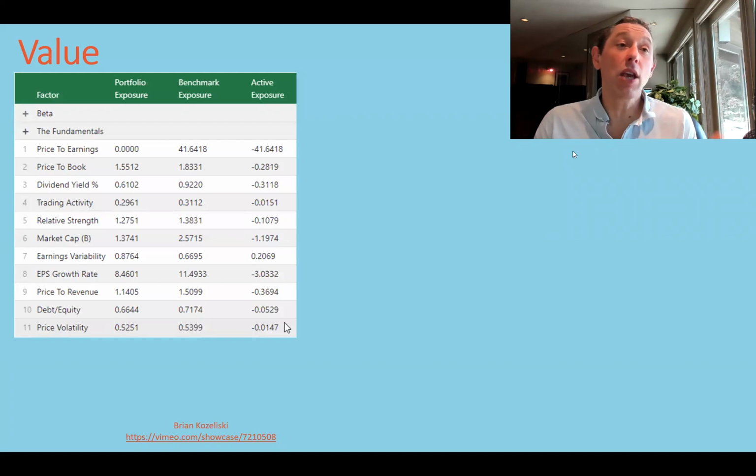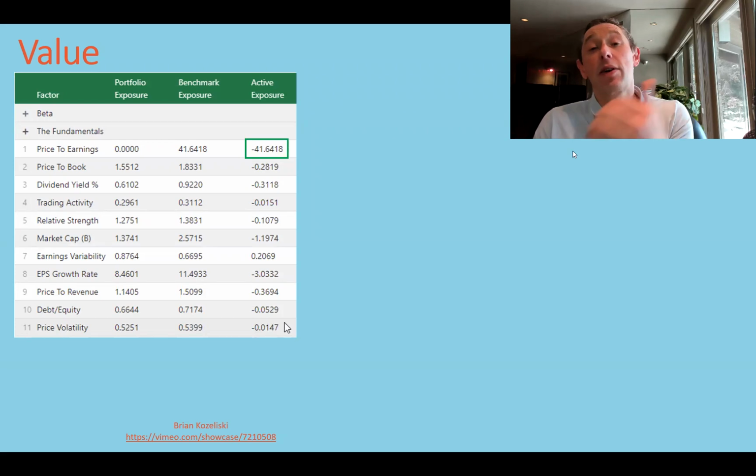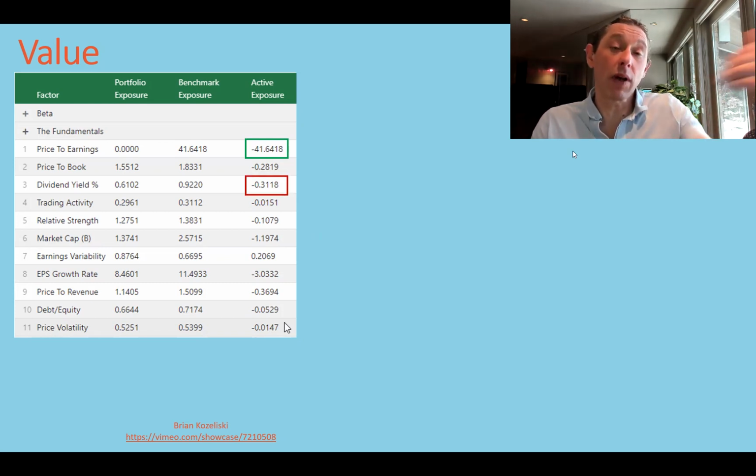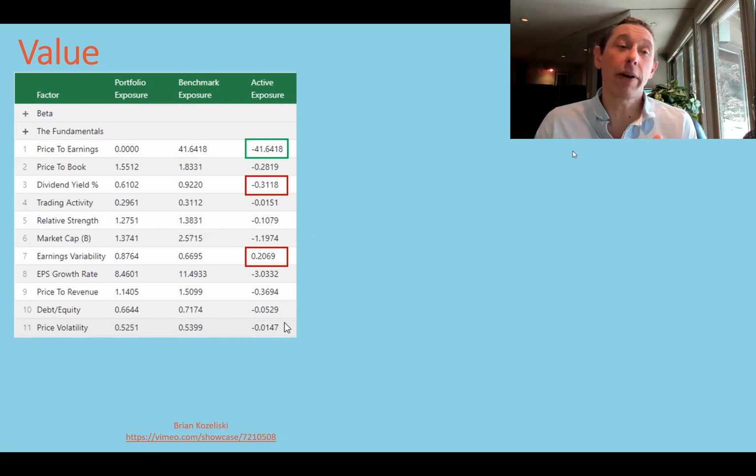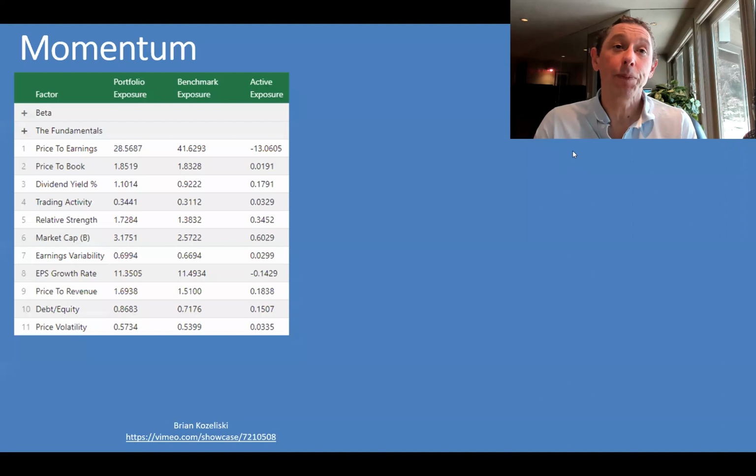I did the same thing using an earnings yield. So yes, you do in fact see here that on a price to earnings basis, this portfolio is much cheaper as targeted. A really nice bet here. I also see that surprisingly, given what we saw in the previous example, that my dividend yield is lower. I also see that my earnings variability is higher. So again, have my nice intentional bet here, and I have two kind of negative unintentional bets associated with this particular strategy. Did the same thing with momentum.